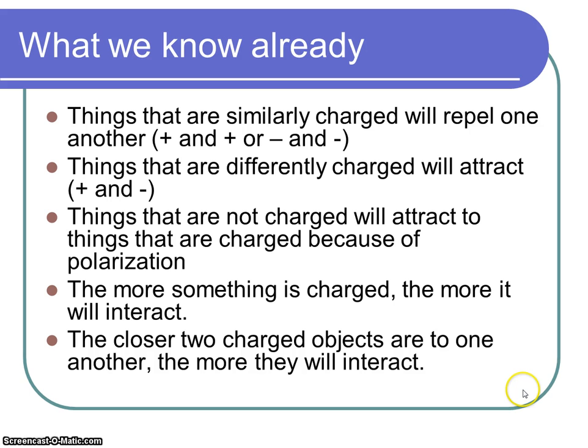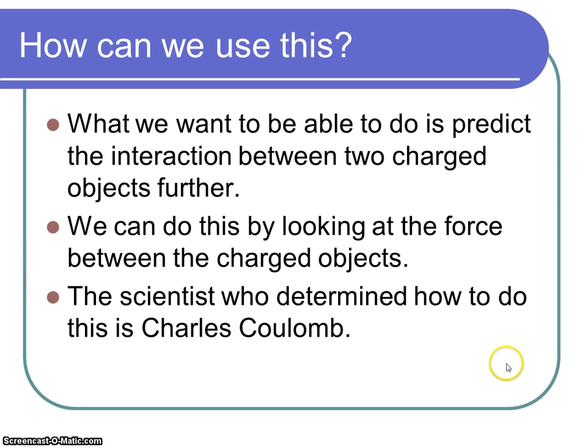So this leads us to, we have all of this information, but what does it mean? How can we use this information? Well, really what we want to be able to do is to predict some sort of an interaction between two charged objects. And this is really the basis for science, developing a model from a pattern and being able to use that model to make a prediction about something that will happen in the future. And we could do this by looking at the force between the charged objects. And we already said that that force is dependent on the charge of the objects and the distance between them.